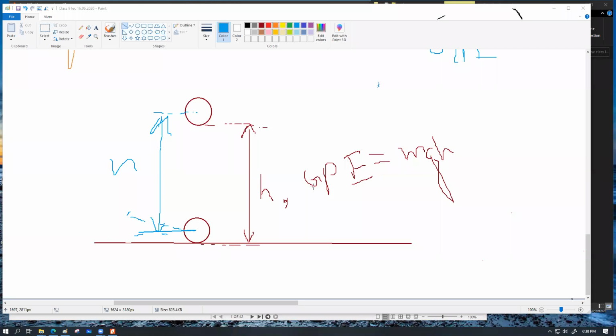So it's not a big deal. So that's the basic idea of GPE. GPE is basically the amount of energy stored within an object because of its height above a certain level. In this case, that level was defined as this level. But there can be more discussion that can be made for the GPE, but I'm not getting into details for that part because we'll be covering that in the work energy chapter. But that's the basic idea for gravitational potential energy.